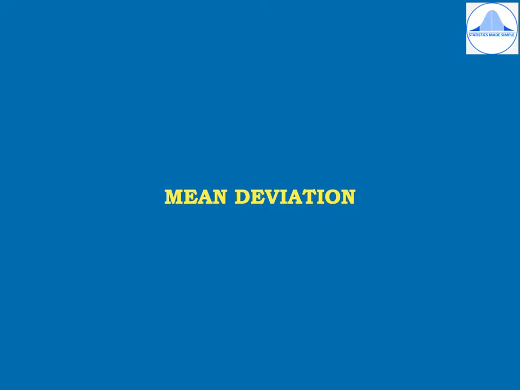In this video, I will continue with the third measure of dispersion, which is the mean deviation. From this topic, again you will get a 5-mark question, and here I will explain the mean deviation for raw, discrete and continuous data and also discuss the merits and demerits.